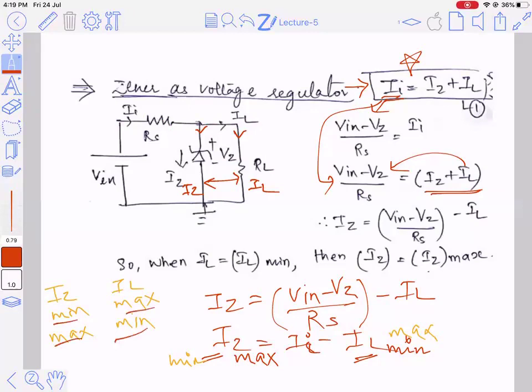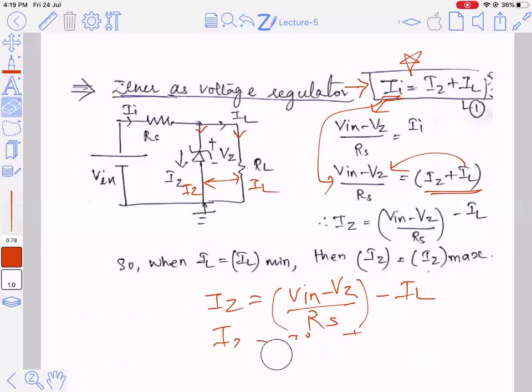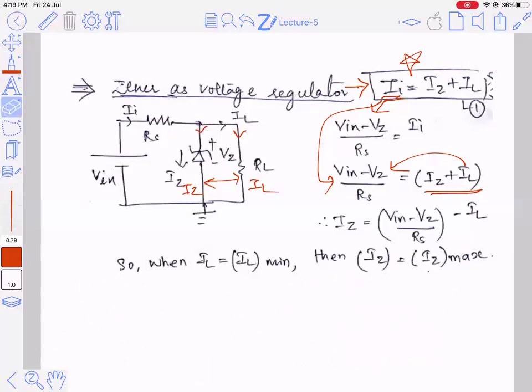Now, what about the other case? I hope this part is clear. What about the other case? I'll take the same equation. Iz is nothing but II minus IL. Say my Iz is minimum.